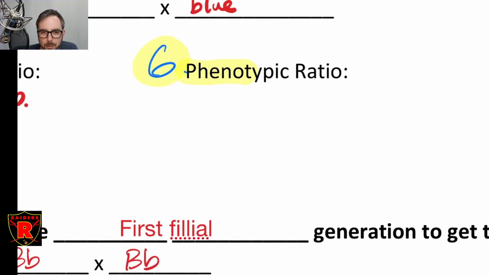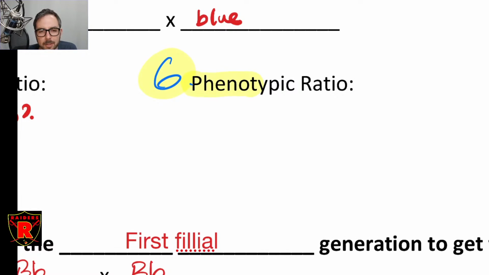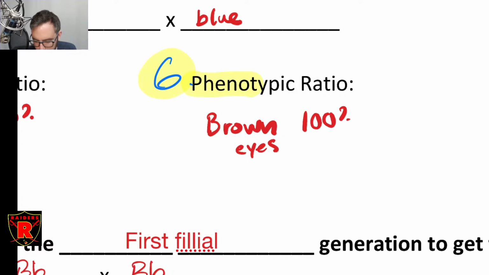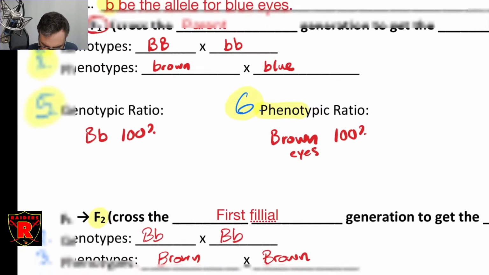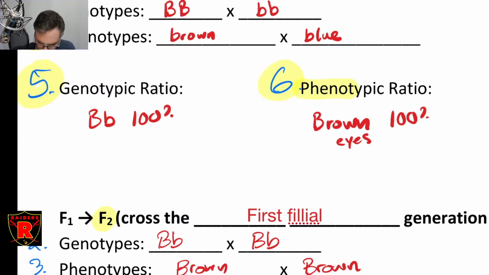For the phenotypic ratios, and that's step number 6, remember phenotype is the actual expression of the genes. So what does big B, little b look like? In this case, it's brown eyes, and it's 100%. Try to put eyes here, brown eyes, 100%. Okay, the last component, or step 7, which I didn't write, I should have written it.